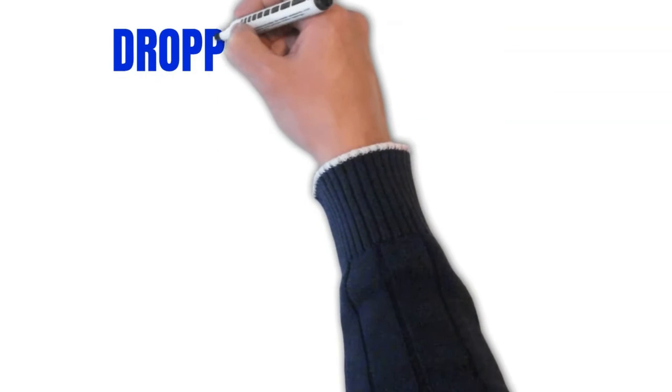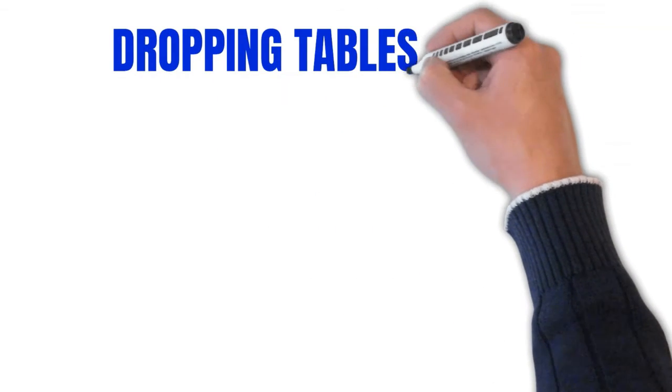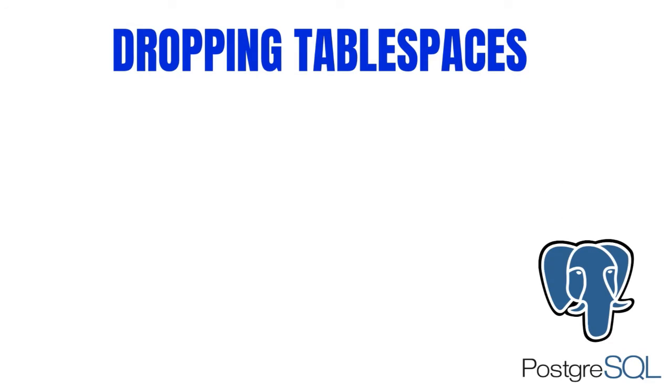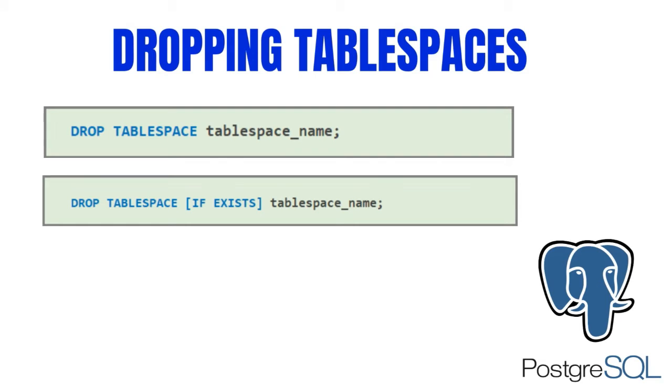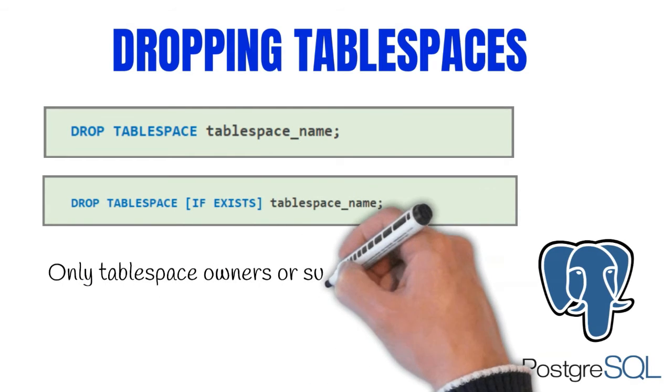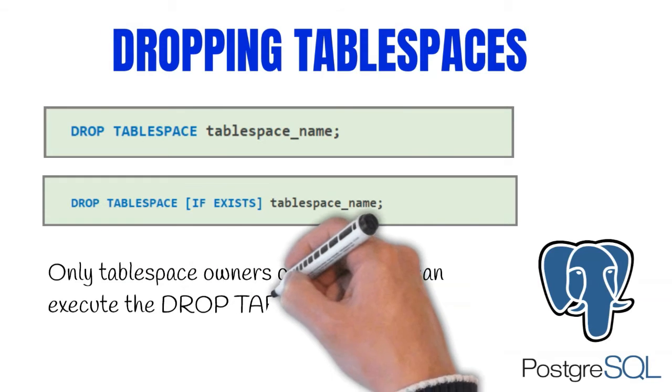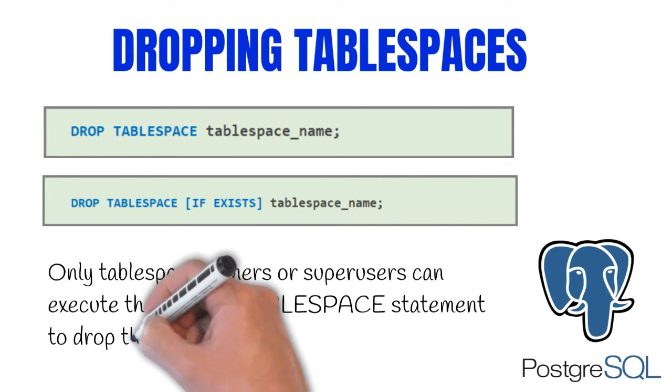Dropping a table space is something that you'll rarely do in a production environment or even a test environment, but it's still important that you know how to do it in the event that you need to drop one. To drop a table space in Postgres, you would use the DROP TABLESPACE statement. You can also use the IF EXISTS option to instruct Postgres to give you a notice instead of an error if the table space you are trying to drop does not exist. Only table space owners and superusers can execute the DROP TABLESPACE statement.